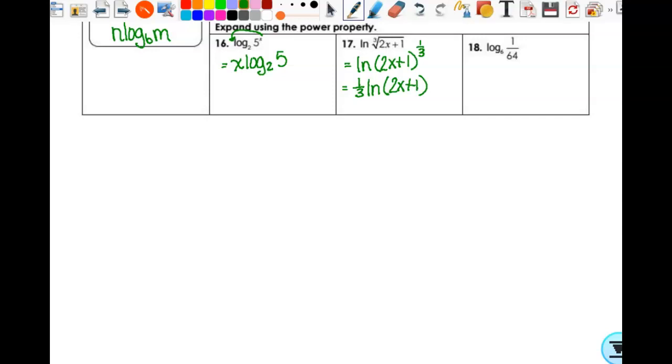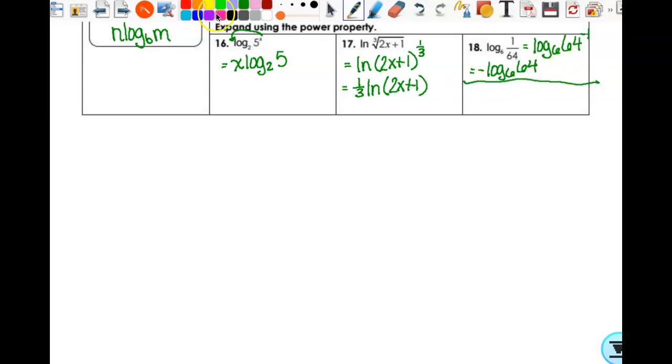So same thing here. I don't have an exponent, but can I make it into 1? So yes, this can become log base 6 of 64 to what power? -1 power. Good. So that can just give me the negative log base 6 of 64.